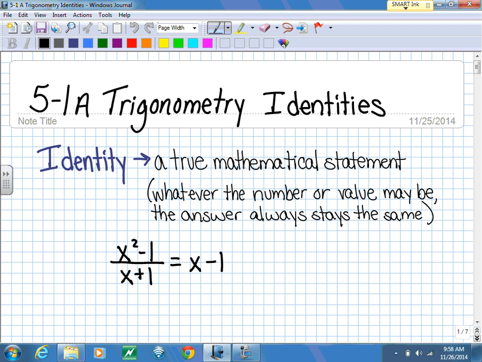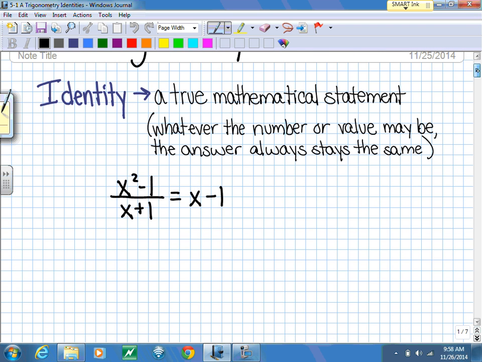So another way of thinking of this is whatever the number or value may be, the answer always stays the same. So an example that I have here is an example of an identity, because if we were to go ahead and try and solve this problem, now there's a couple different ways that we can solve this. I'm going to go ahead and factor out my numerator to give me x plus 1 and x minus 1 divided by x plus 1 is equal to x minus 1.